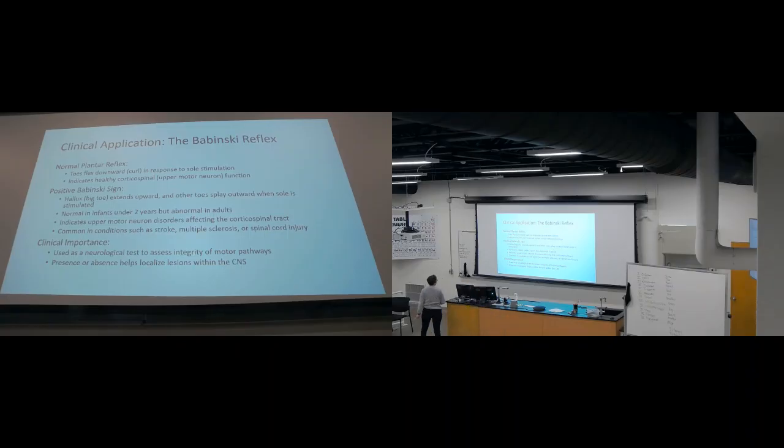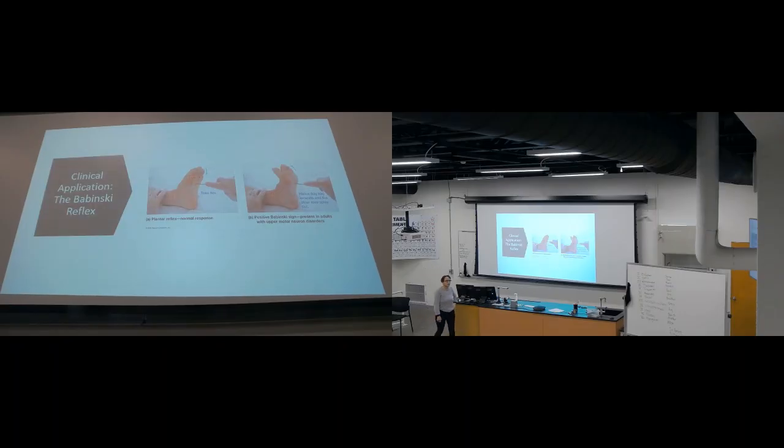So in adults, we shouldn't have spreading like this and putting up your great toe when someone stimulates you. It can happen when someone has a stroke, multiple sclerosis, or injury to the spinal cord. So then we can test for these reflexes to see if there is an injury. So here is the normal plantar reflex. You flex your toes and adduct them. And then positive will be spreading the toes.